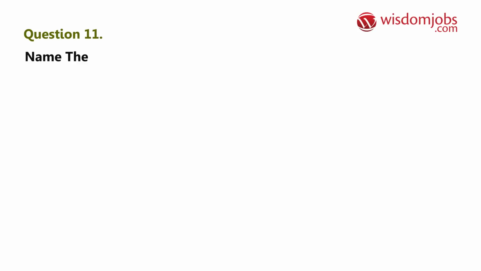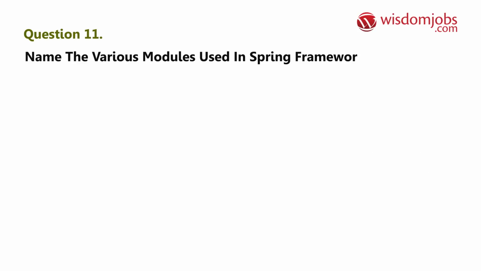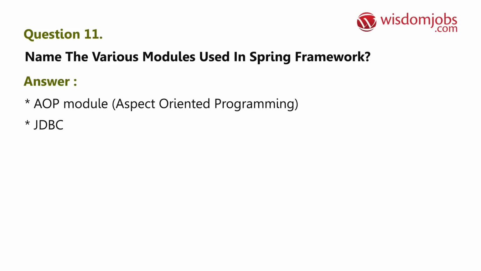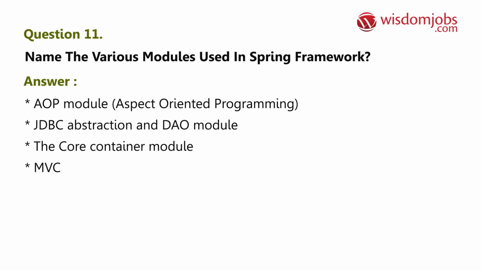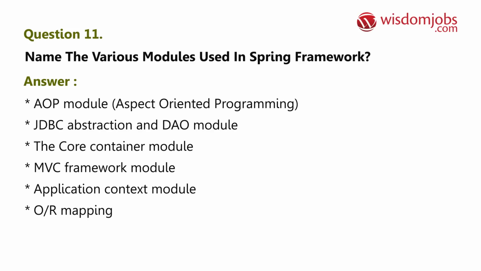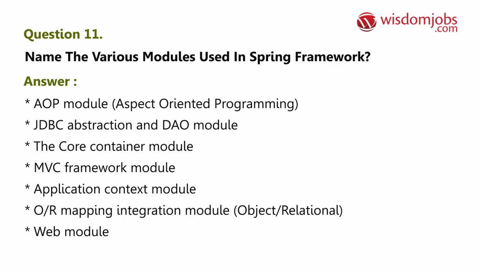Question 11. Name the various modules used in Spring Framework. Answer. AOP module, aspect oriented programming; JDBC abstraction and DAO module; the core container module; MVC framework module; application context module; ORM integration module, object relational mapping; web module.